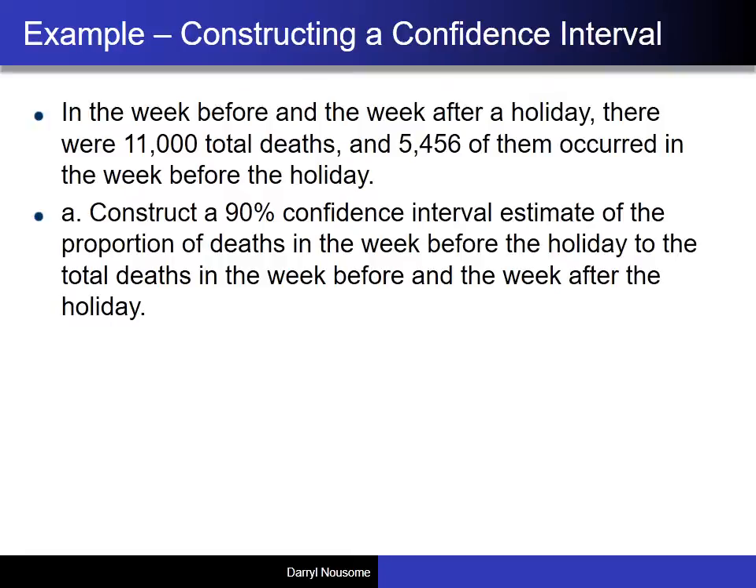not. Another example that you can try here, and we'll go over, so in the week before and after a holiday, there were 11,000 deaths, and 5,000 of them occurred in the week before the holiday. So construct a 90% confidence interval estimate of the proportion of deaths in the week before the holiday to the total deaths in the week before and then the week after. Okay.